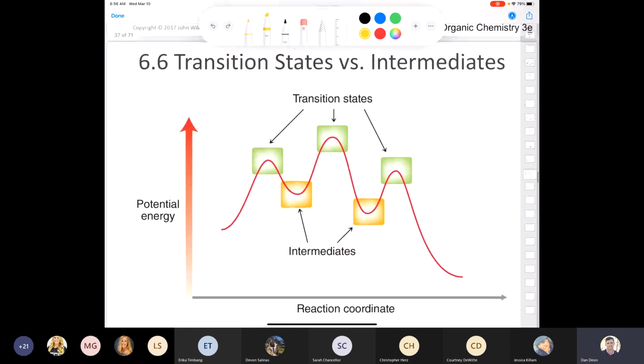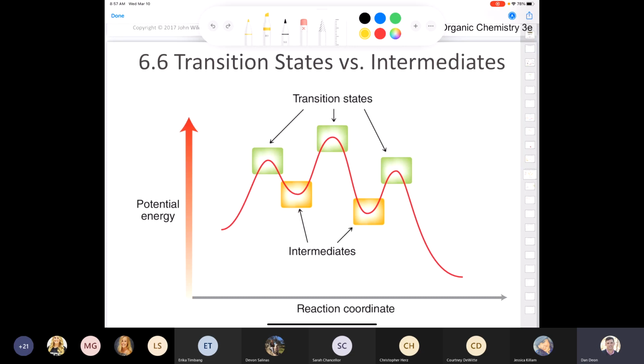All right, what else? You need to know the difference between transition states and intermediates. If you look at a reaction coordinate for a reaction that has more than one step in it, you see it goes step one here, then you form an intermediate, then you go through another step, you form another intermediate, then you do another step. Well, what is the significance of these maxima and minima in this reaction coordinate diagram? The maxima are called transition states, and the minima, or the valleys, are called intermediates.